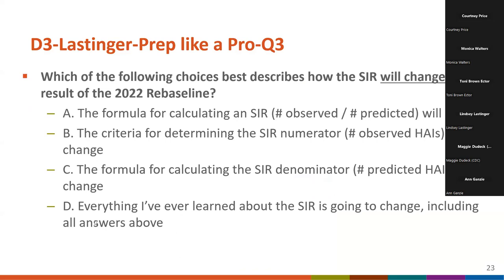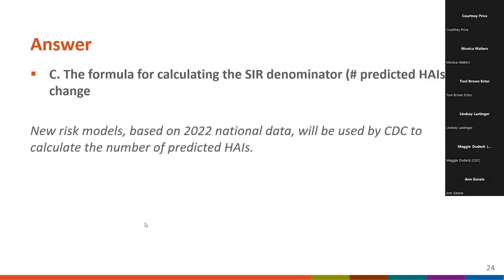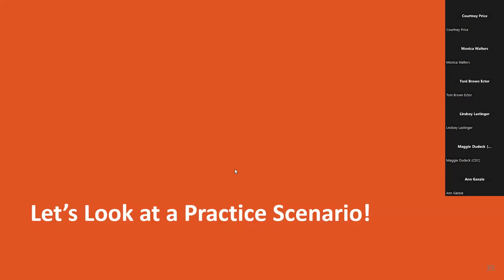All right, it looks like most folks are getting the correct answer here. The correct answer is C. The formula for calculating the SIR denominator, or the number of predicted HAIs, will change. As we mentioned, there will be new risk models based on 2022 national data that will be used by CDC to calculate the number of predicted HAIs.